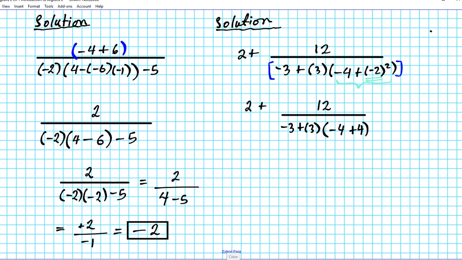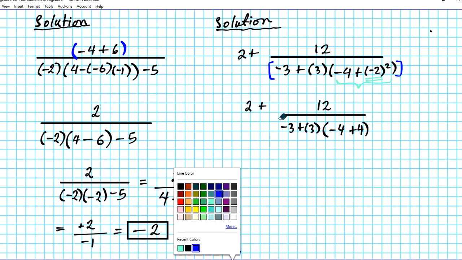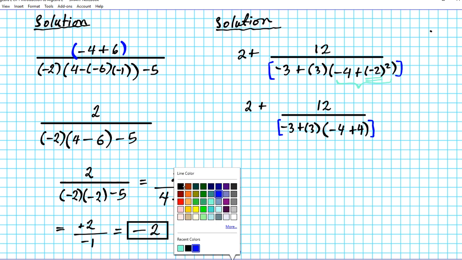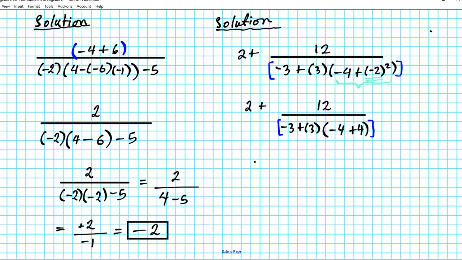We still have that imaginary parenthesis in the denominator. So we have to completely simplify the operations in the denominator before we can bother with other operations. All right. So we have 2 plus 12. Now what can we do next in the denominator? Well, we still have a parenthesis there. So we have to take care of that.